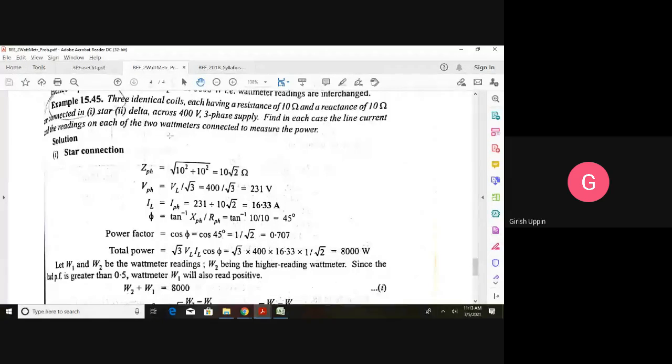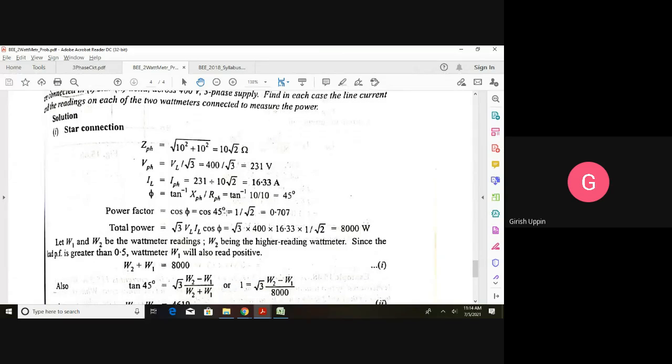Now we have to find the two wattmeter readings. When you are doing the two wattmeter method, you can calculate the angle phi, right? How can you calculate the angle phi? You can use tan inverse of X phase divided by R phase. Tan inverse of 10 by 10, that is tan inverse 1, which is 45 degrees.